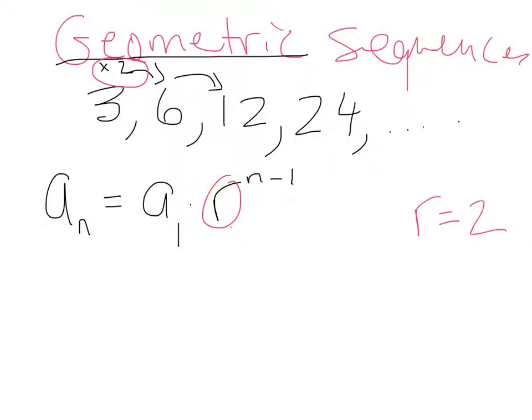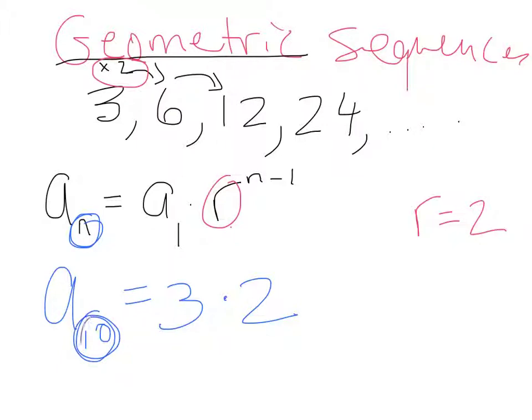Same type of example. Let's say I wanted to find, I don't know, the 10th term, so A sub 10. What I would do is take A sub 1, which is 3, multiplied by R, which is 2, to the n minus 1. Well, once again, n is this number, so in this case it's 10. N minus 1 is going to be 9. So it's going to be 3 times 2 to the 9th, whatever number that comes out to be. Use your calculator.